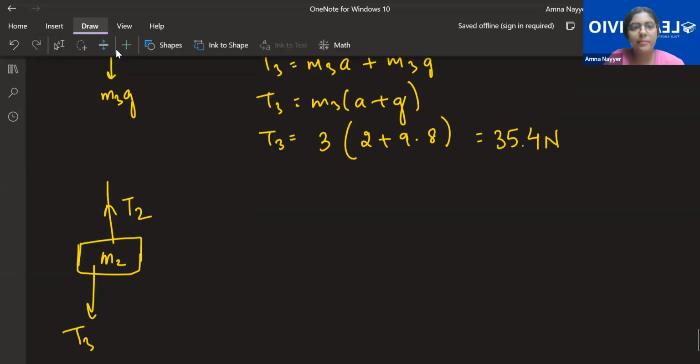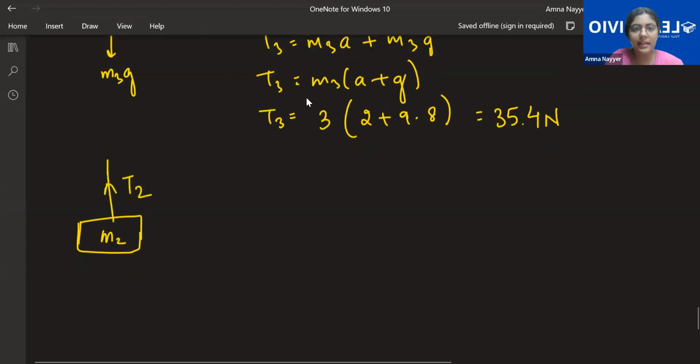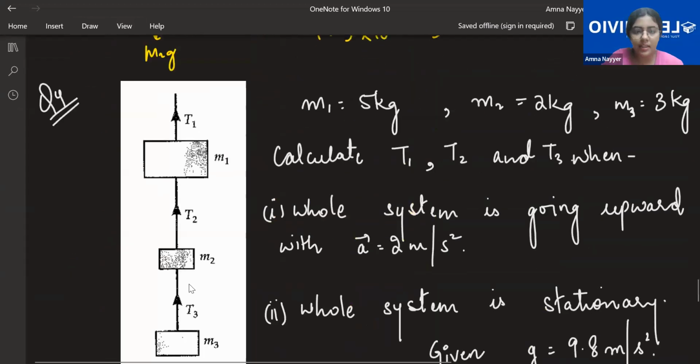Okay, see, let me help you. This part is fine, Simra. T3 will be acting. Understand this. See, how is this happening? T3 is acting upwards like this, right? This is the force T3. We have already talked about Newton's third law. So this is the same string. In this string, if T3 is acting towards the rope, meaning towards M2, M2 will be giving an equal and opposite T3 on the same side, because this T3 is acting in the same rope.